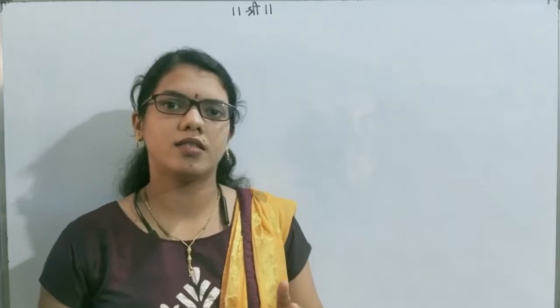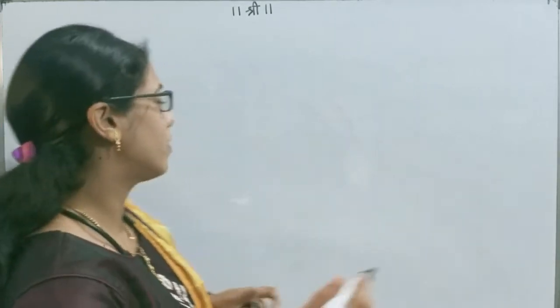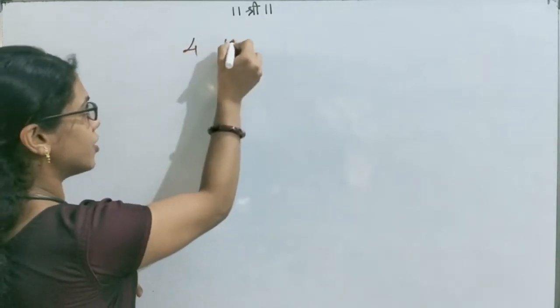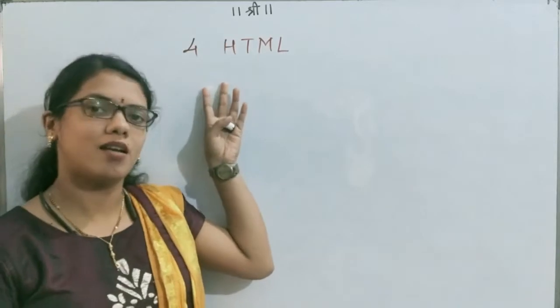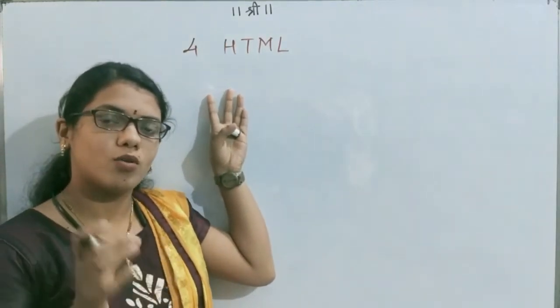Paper 1 has only 4 chapters. First is operating system, second is data structure, third is C++, and fourth one is HTML. And we are starting with the fourth chapter, that is HTML. You are all familiar with the HTML concept or use of HTML.